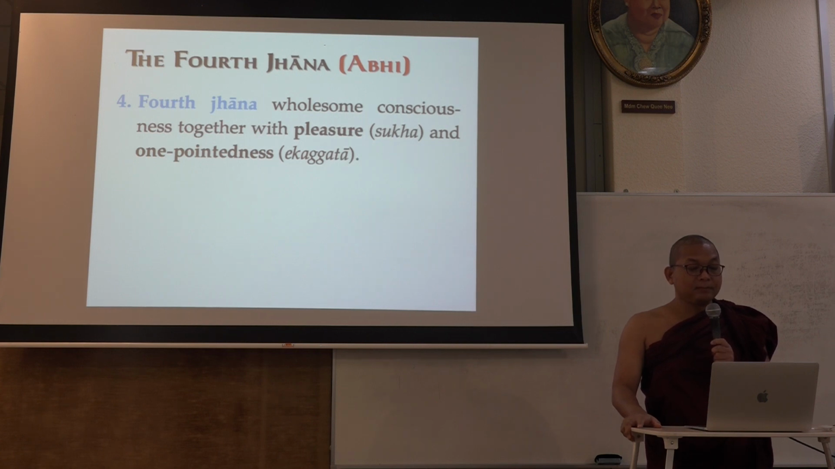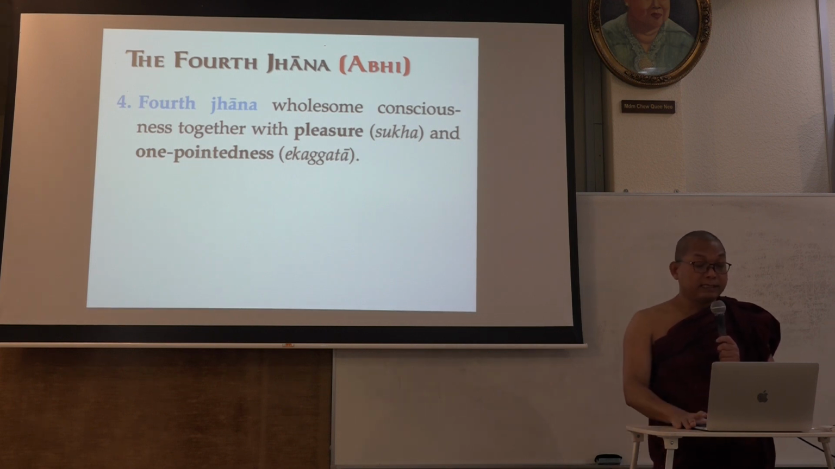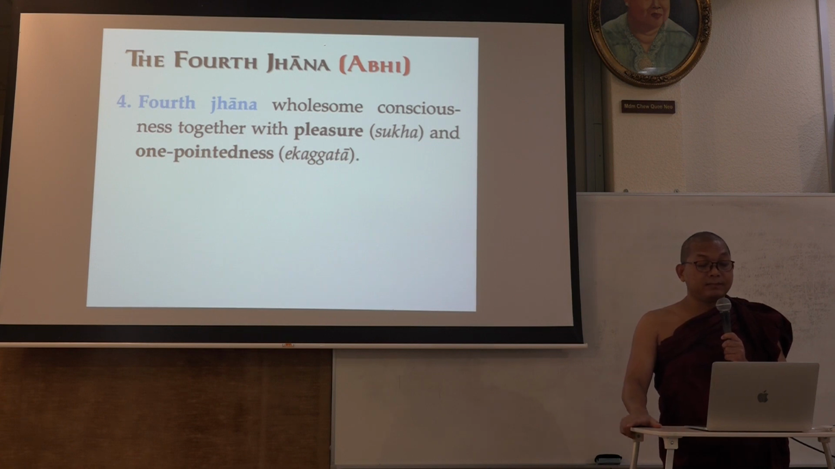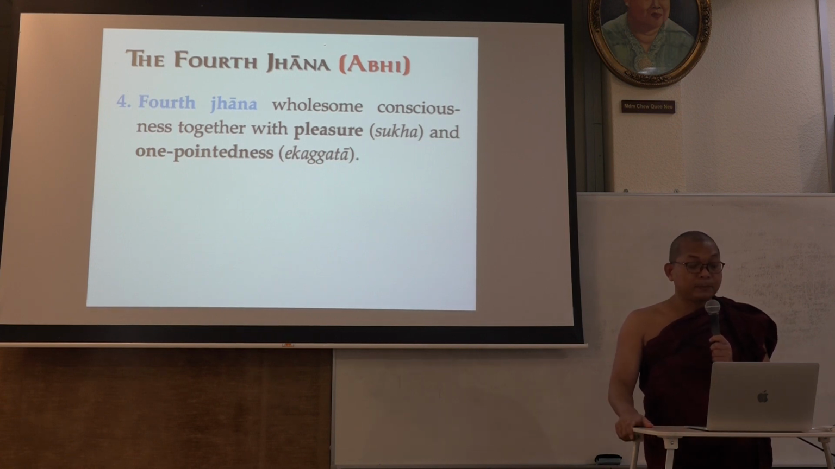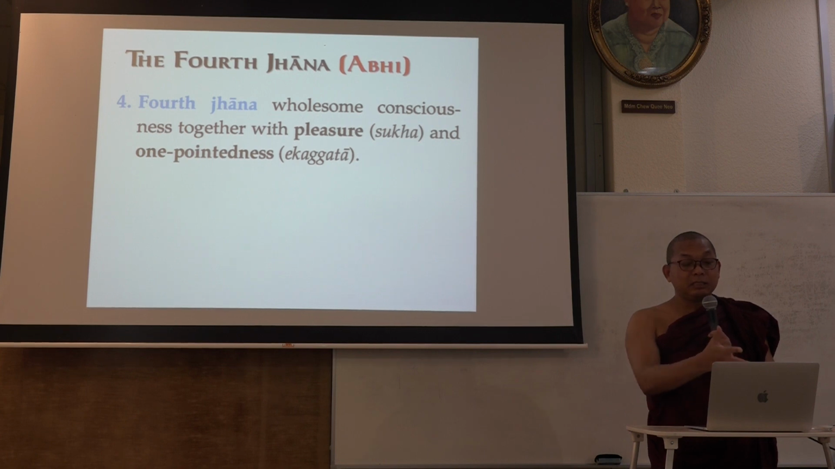For that reason, Abhidhamma will use both methods, not only the fourth jhana model but also the fifth jhana one. So the fourth jhana, in the Abhidhamma model, is wholesome consciousness together with pleasure, sukha, and one-pointedness. The moment one attains the fourth jhana is together with pleasure and one-pointedness. But when you look at descriptions of the third jhana in the suttas, they mention not only pleasure but also equanimity.